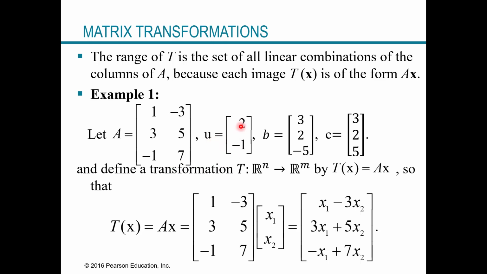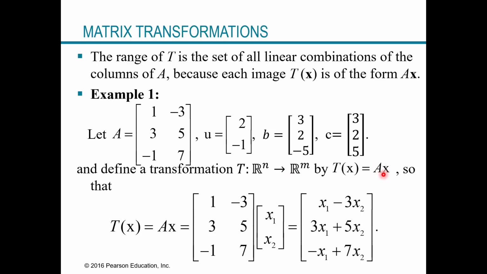U is a vector with entries 2, -1. B is a vector, notice, with 3 entries. C is another vector with 3 entries. And we're going to define a transformation, T, from Rn to Rm as just A times X. So this is our rule. Our rule is to go from X to T of X, or Rn to Rm, we're just multiplying by A.